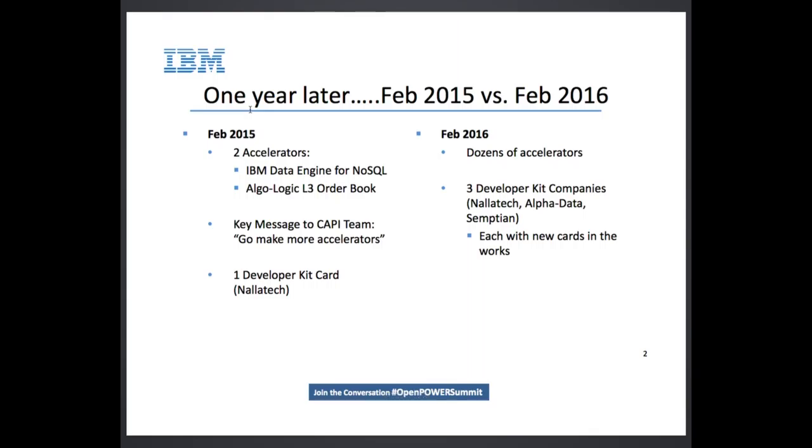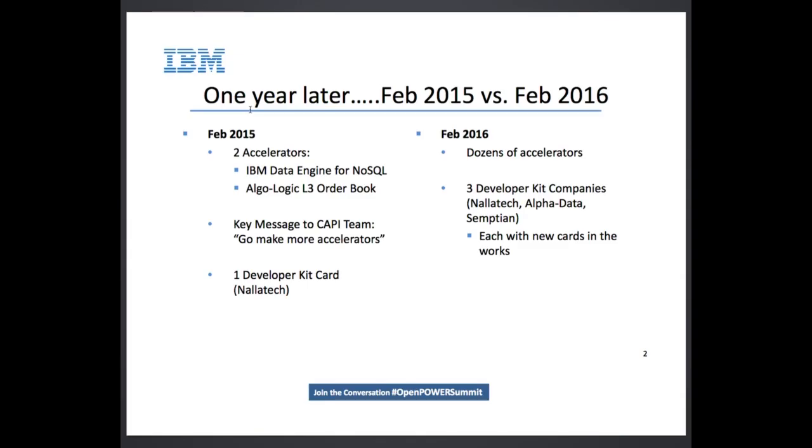We had AlgoLogic's L3 order book, which was and still is the fastest financial order book from a latency standpoint. And we had the IBM Data Engine for NoSQL. And I was given a message to go forth and get more accelerators. At that point, we also had one developer kit card from Nalitech, and they're, of course, in the booth right over there. Now, you fast forward to a year later, we've got dozens of accelerators now.